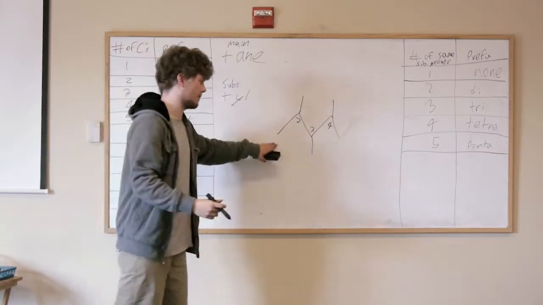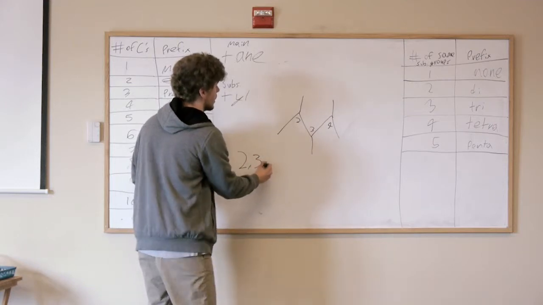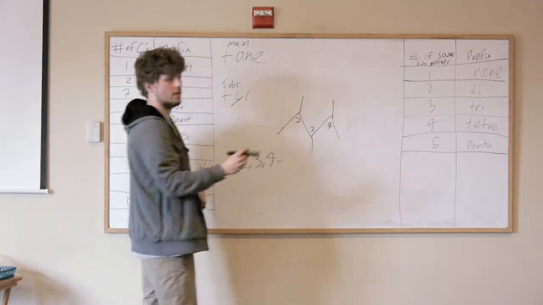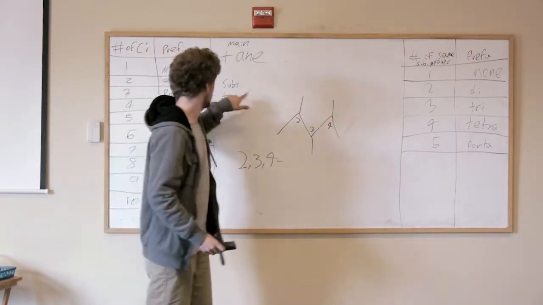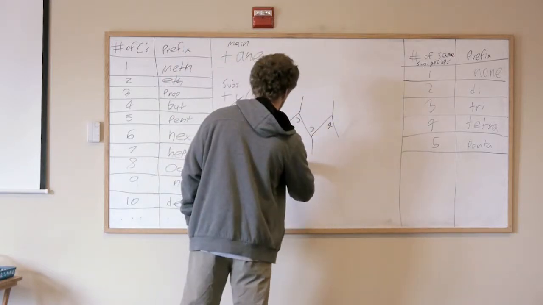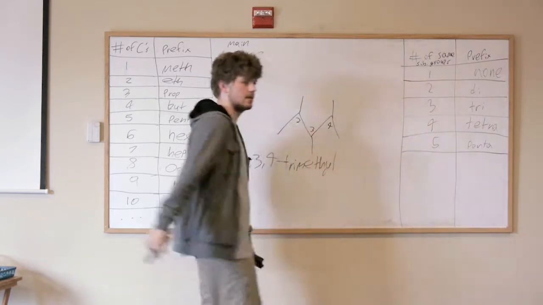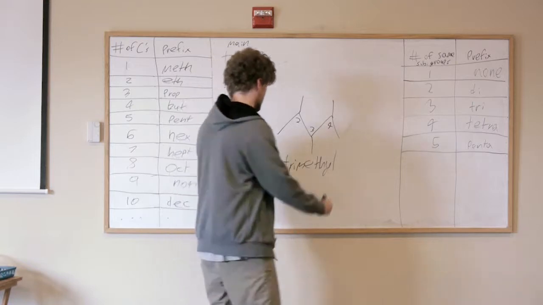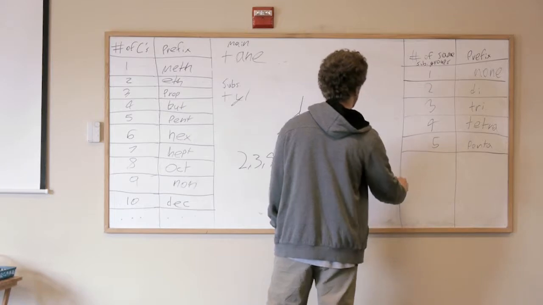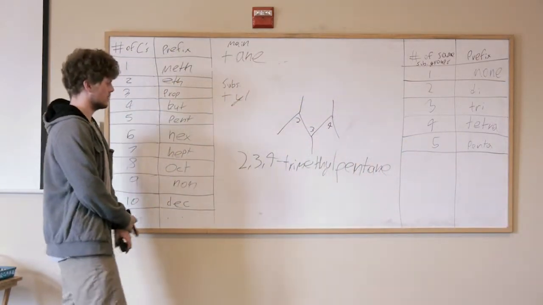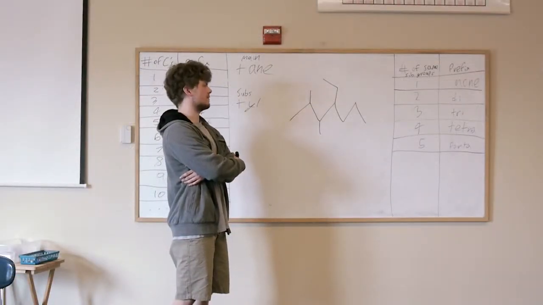So first you number them, right? You start with the lowest numbers: 2, 3, 4. Then tri, methyl. And what is this? A pentane, because there are 5 carbons total. So you literally say 2, 3, 4 trimethyl? Yes. But what would be listed first?